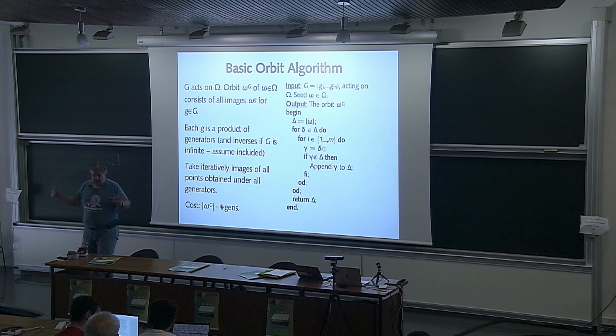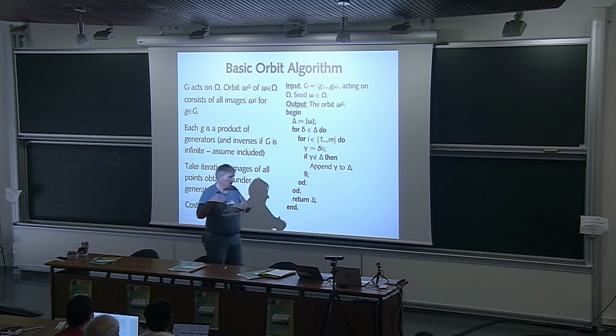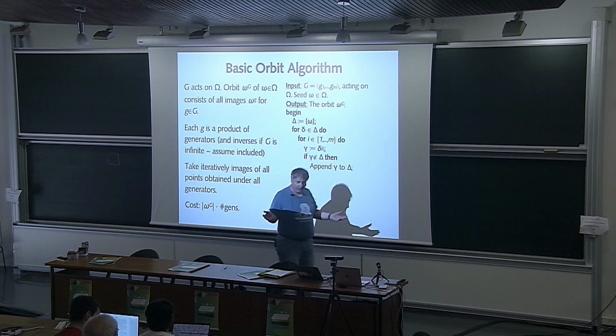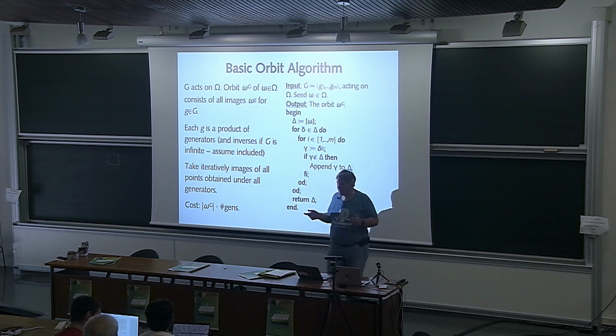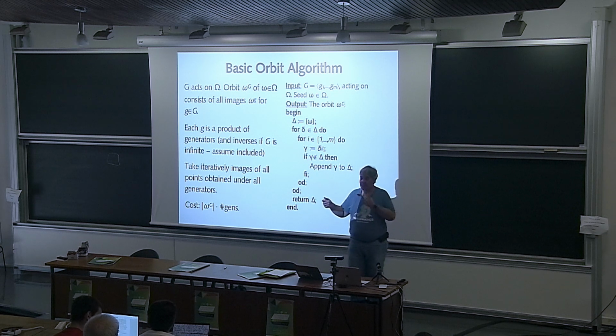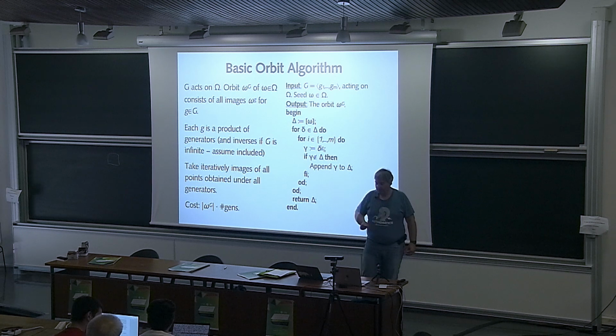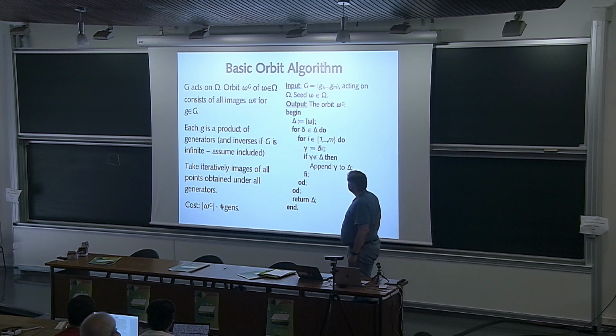And what is the basic idea? Well, the orbit is the set of all images of the point under any group element. Every group element can be written as a product of generators with repetition and different orderings. And because of the second axiom for group actions, if I apply a product of generators, I can apply each generator one by one.